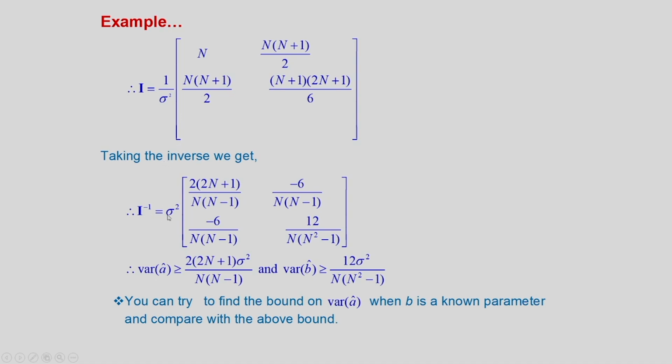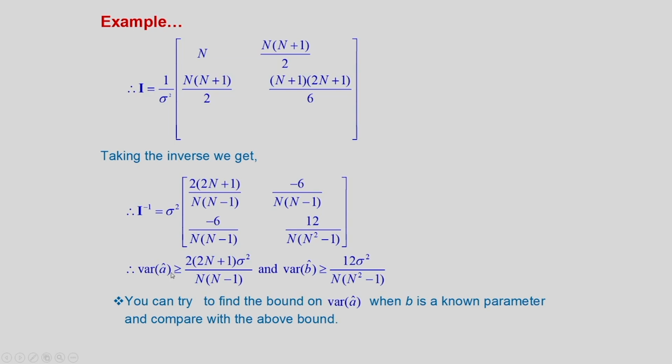The inverse, I inverse, is given by sigma square times: first element is 2(2n+1)/(n(n−1)), second element is −6/(n(n−1)). Similarly, this element and this element are the same. This last element is 12/(n(n²−1)). Now, this term is related to the variance of the first parameter, that is variance of A hat. Similarly, this part is related to the variance of the second parameter, that is variance of B hat.